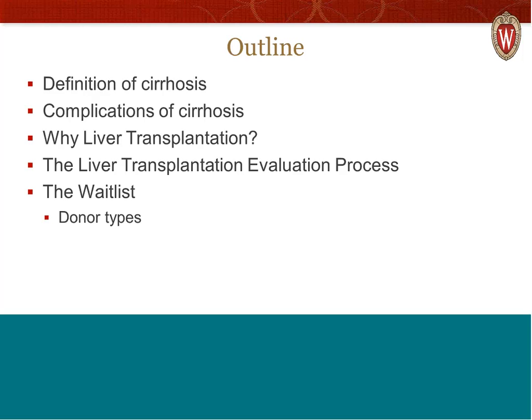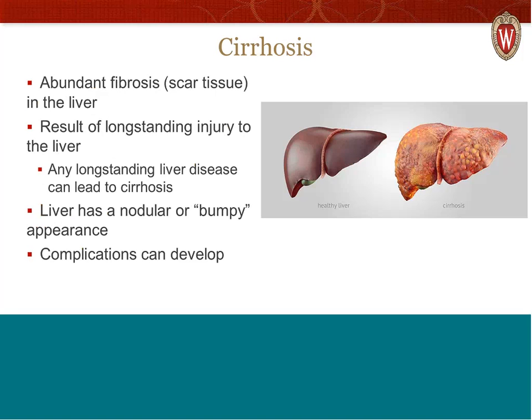All right, so I'm just going to give an outline of what we're going to talk about here. Just a definition of cirrhosis. People may not know what cirrhosis is, and we'll talk about that. The complications that happen to people who have cirrhosis. Why liver transplantation? So why do we do liver transplantation? What are we doing when we evaluate? When we talk about the liver transplant evaluation, what are we doing? And then we'll talk about the wait list. And for people waiting on a wait list, what kind of donors are available. Next. All right, so what is cirrhosis?